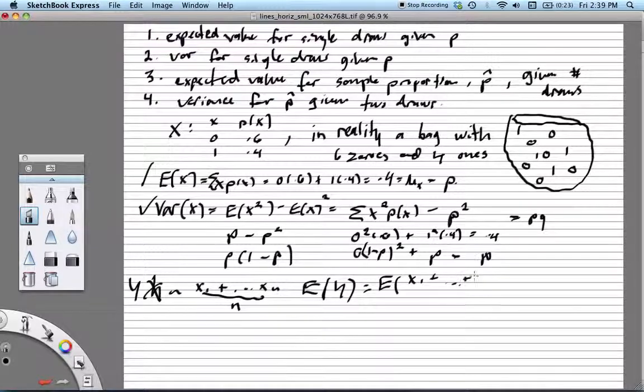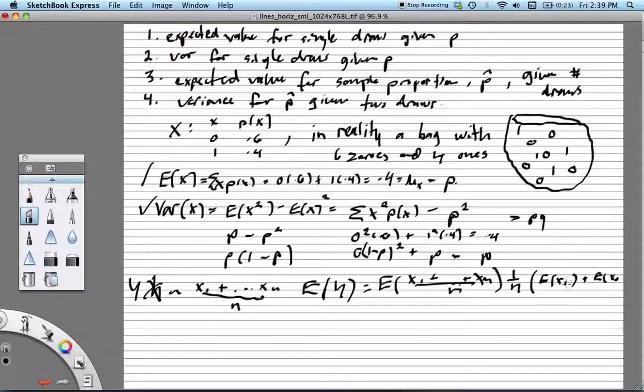Plus xn over n. We would see that the 1 over n will come out of the expected value, and then we're just left with the expected value of x1 plus expected value of x2 all the way up to xn.